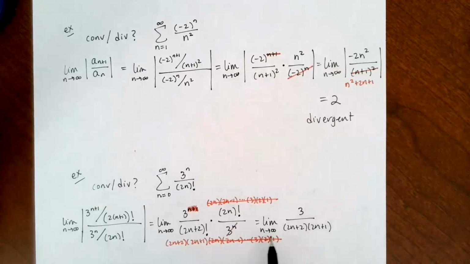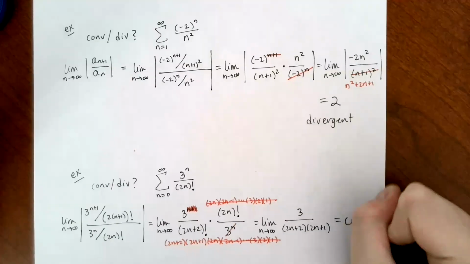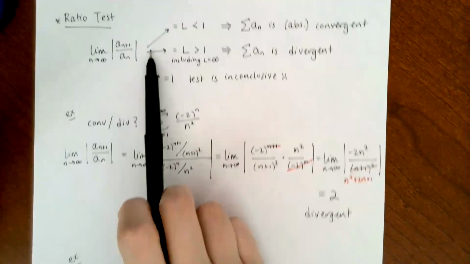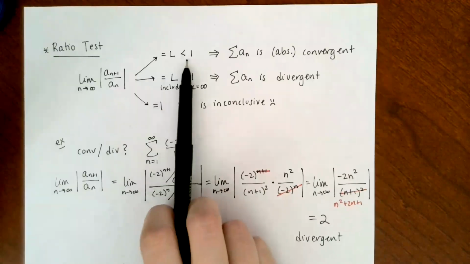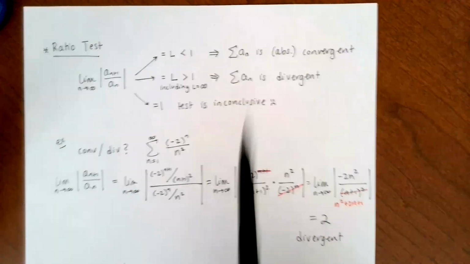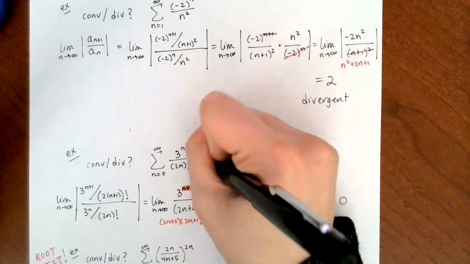Okay, so as n approaches infinity, I have 3 over terms getting larger and larger without bounds. So this limit is 0. And if we consult the ratio test, we got a number less than 1, which was 0. So we can conclude that our series is convergent. Or if it's of interest, we could say absolutely convergent. Here I'll just say convergent since it's all positive terms.